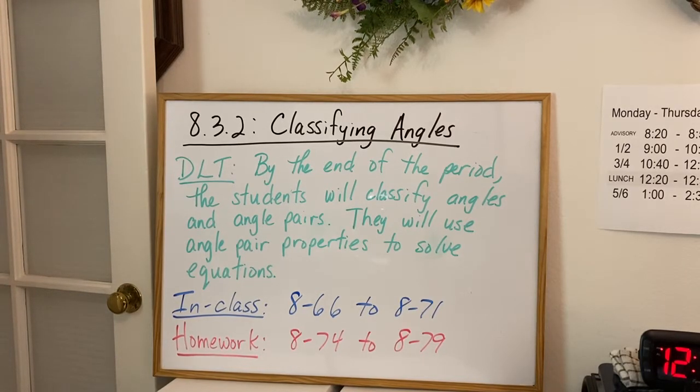Lesson 832, Classifying Angles. Daily learning target: by the end of the period, the students will classify angles and angle pairs. They will use angle pair properties to solve equations. The end class is 8-66 to 8-71. The homework is 8-74 to 8-79.